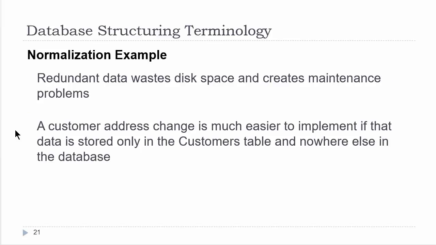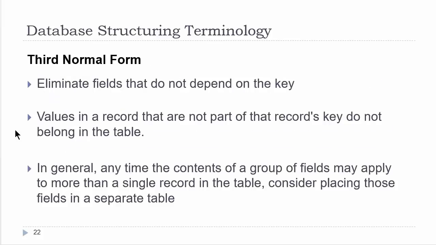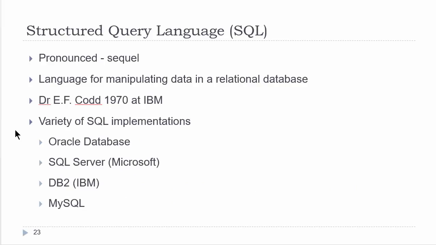So here's a normalization example. A customer address change is much easier to implement if the data is only stored in the customers table and nowhere else. Eliminate redundancy of data, which not only occupies space, but creates problems with maintaining that data. The third normal form is eliminating fields that do not depend on the key. So here again, in the table, the data should be closely related, by eliminating values that might not really be needed there and putting them in another table would be adhering to this third normal form.